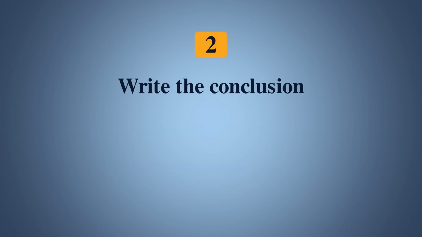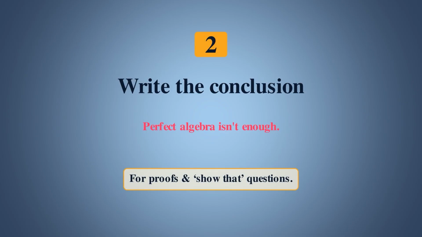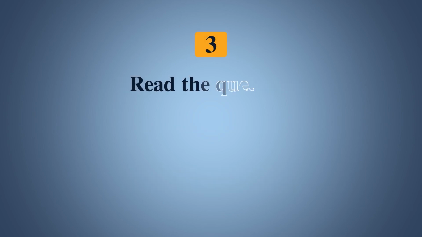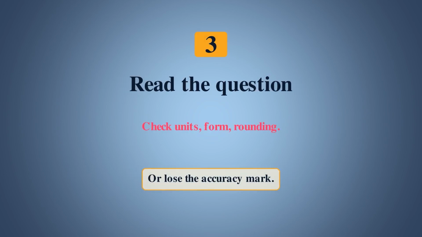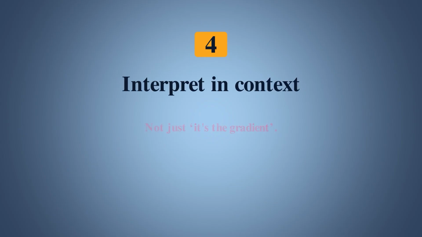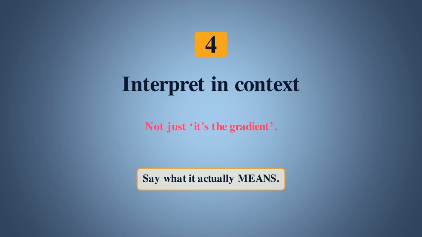2, when it comes to proofs and show that questions, students will often do the algebra perfectly but don't write the final sentence, okay? So always state your conclusion in proofs and show that questions, because otherwise that mark goes. 3, read the question for units, form, and rounding. Okay, so every modeling question asks for units. Every in the form question wants a specific structure. If you miss that, you lose the accuracy mark. And when you're explaining what something means in a model, be specific to the context of the question. Okay, so not just the gradient, you need the actual interpretation.